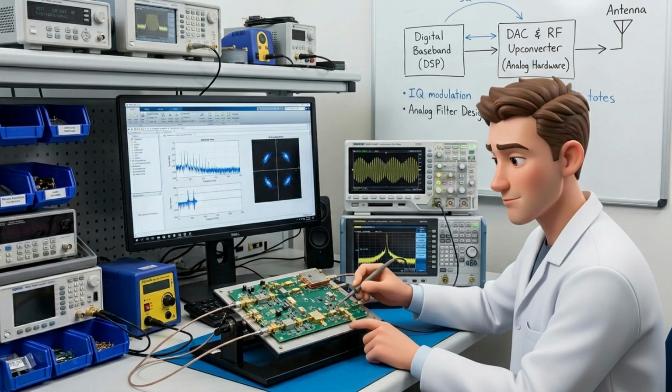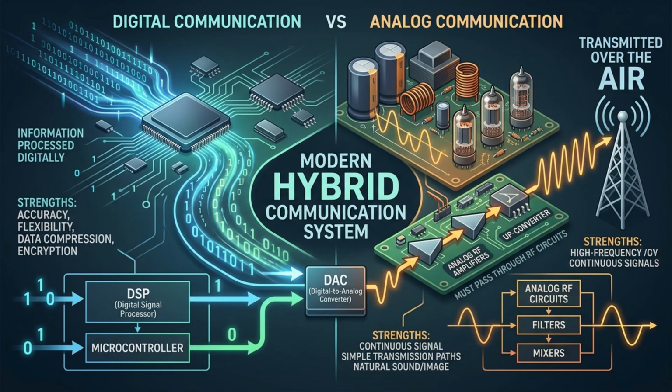Although the information is usually digital, the RF hardware that generates, amplifies, filters, and radiates the signal still operates using analog electronic circuits. The comparison between analog and digital communication highlights an important fact. Modern communication systems combine the strengths of both approaches. Information is often processed digitally for accuracy and flexibility, but it must eventually pass through analog RF circuits before it can be transmitted over the air.